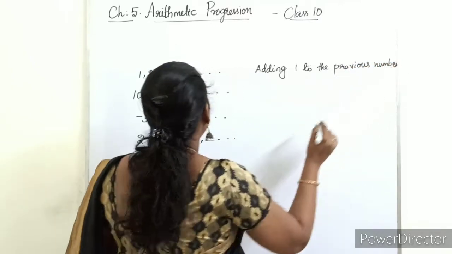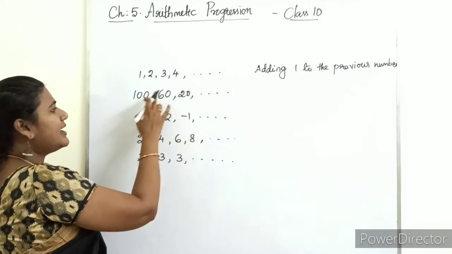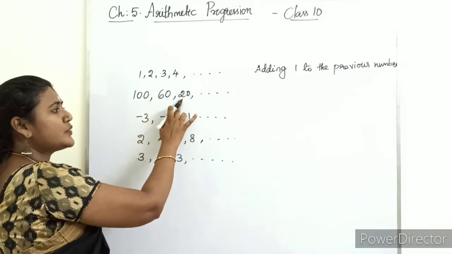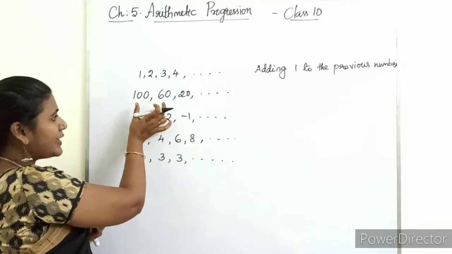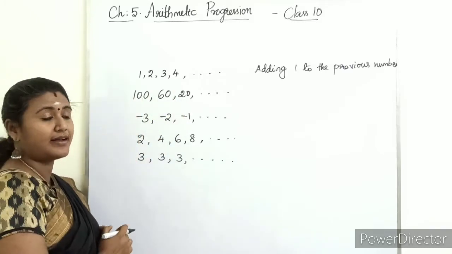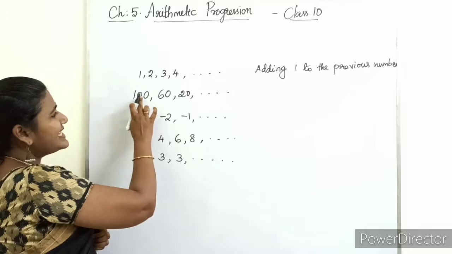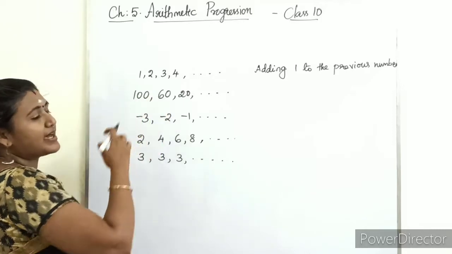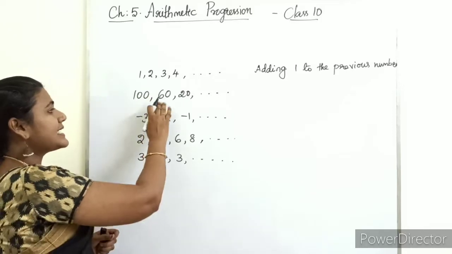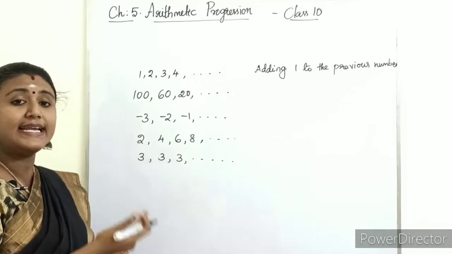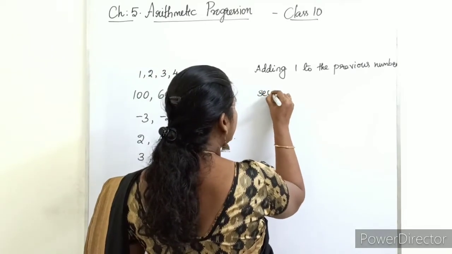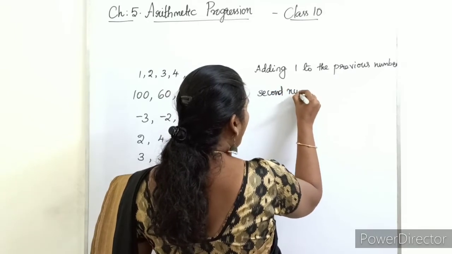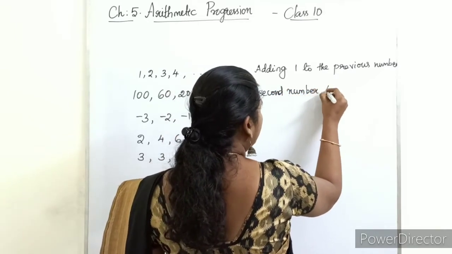In the same way, consider the second example. Here 100, 60, 20, etc. How are we getting the second number? Can you find the pattern here? We can see if we subtract 40, then we get the second number. That is, the second number is 40 less than the first number.